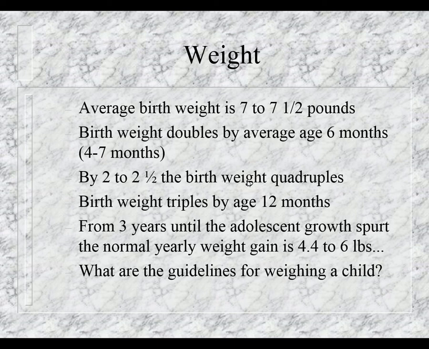From 3 years until the adolescent growth spurt, yearly weight gain is 4.4 to 6 pounds. You can say about 4 to 6 pounds. So from 3 years to adolescence, every year they should gain about 4 to 6 pounds. What are the guidelines for weighing a child? We don't want them to have any clothes on when you weigh them. You want to do it at about the same time every day and make sure that you're documenting that you're doing that.